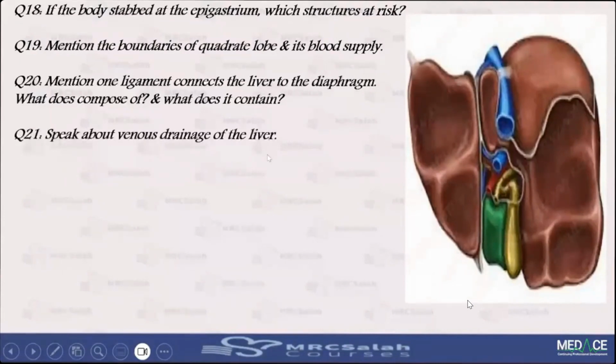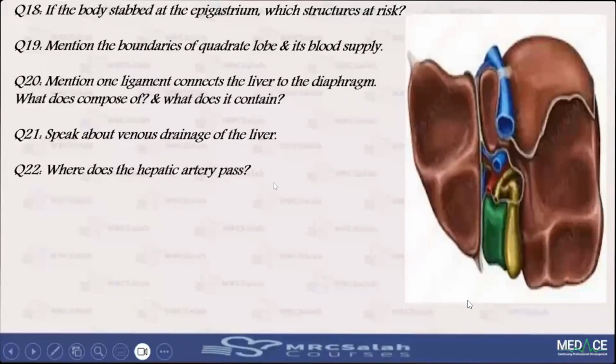Would you speak about the venous drainage of the liver, please? So the portal vein will bring all the blood from the GI system to the liver through the portal circulation, and that will supply all the hepatic lobules, and then it will be drained through the hepatic veins to the vena cava. How many hepatic veins do we have? We have 3, I believe. Yes. So it occurs through the three hepatic veins to the inferior vena cava.